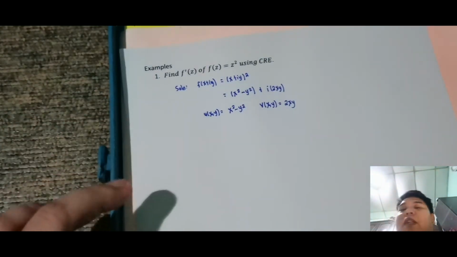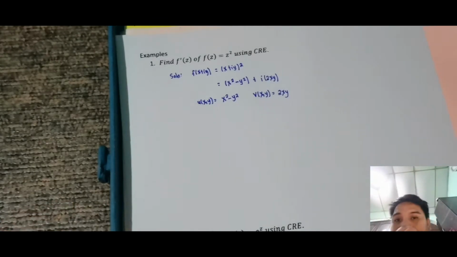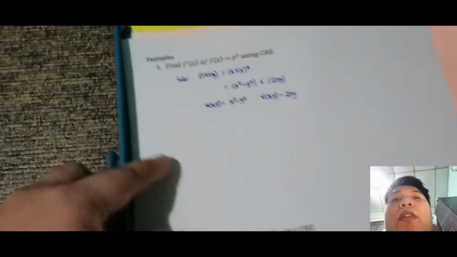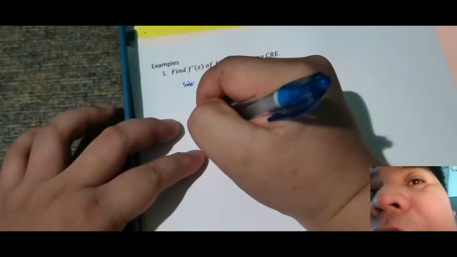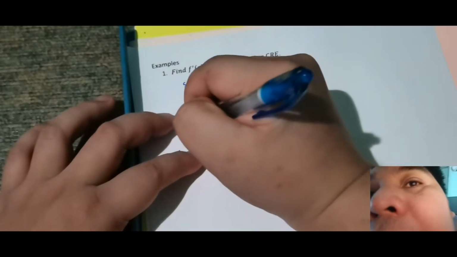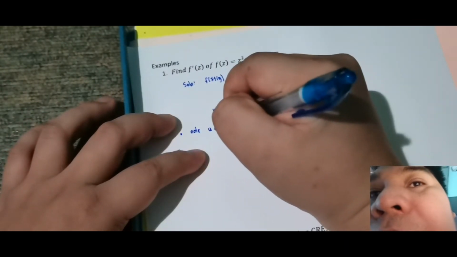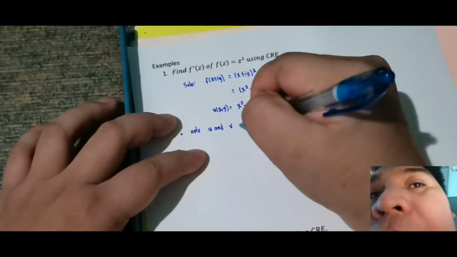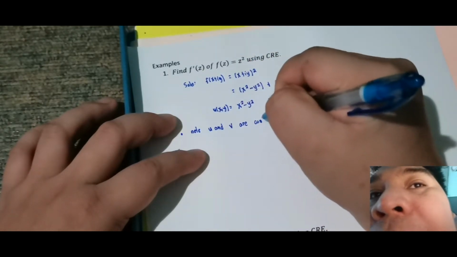Okay, so ano sabi ni Cauchy-Riemann equation? Ang una mo i-check, continuous ba si u at si v? Okay, so for number 1, note that u and v are continuous.